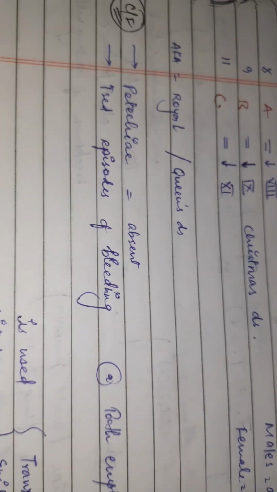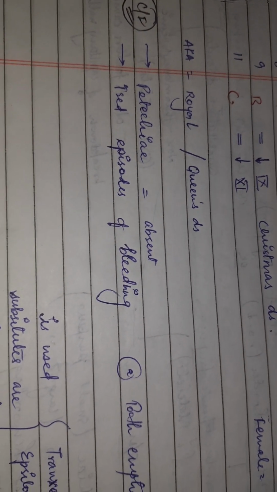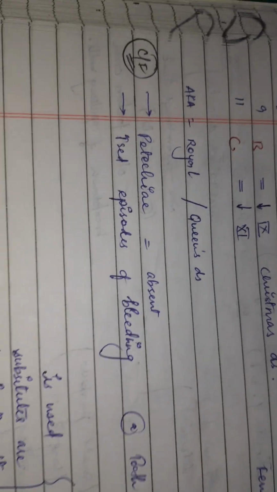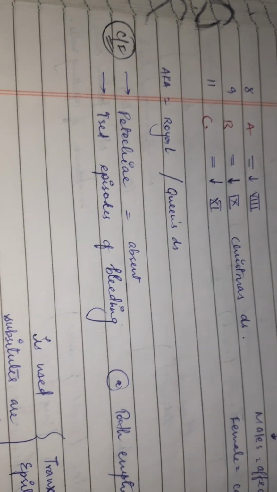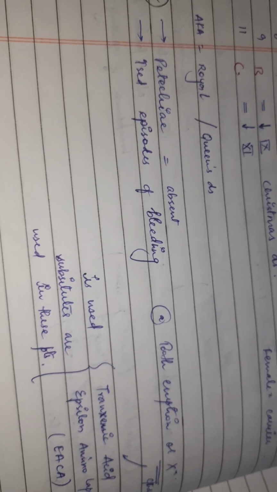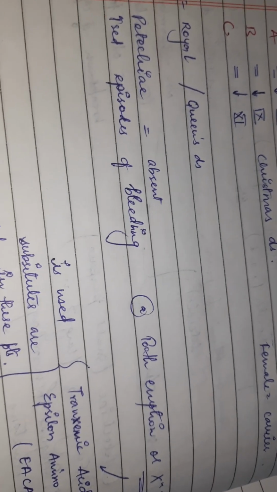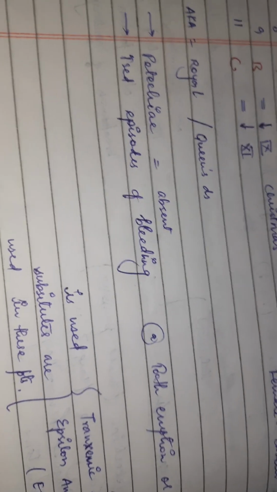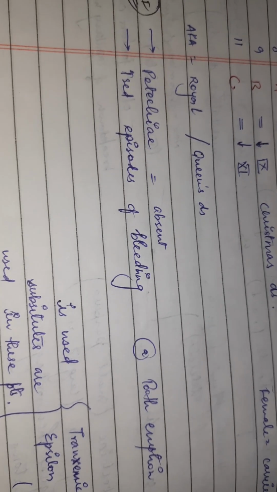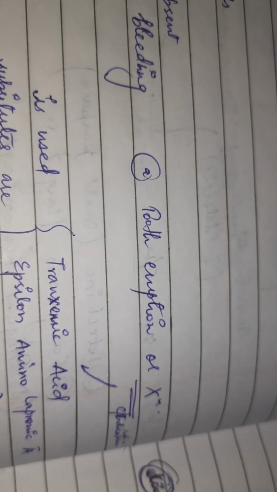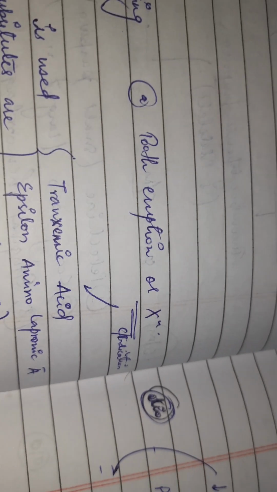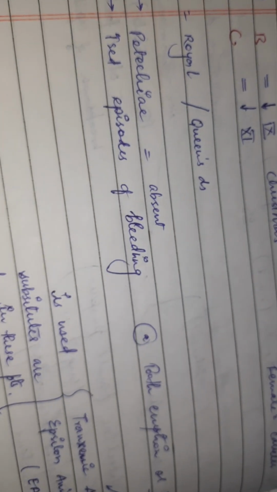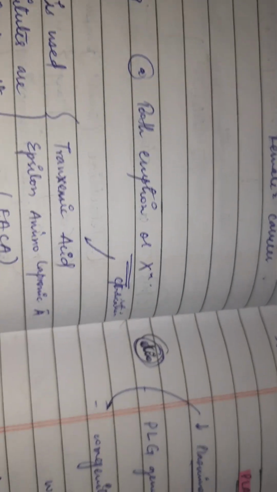Clinical features: petechiae are absent. In this case petechiae are absent because it is not a bleeding time abnormality, but clotting time is increased. There are increased episodes of bleeding because clotting time is increased, especially with tooth eruption or extraction.